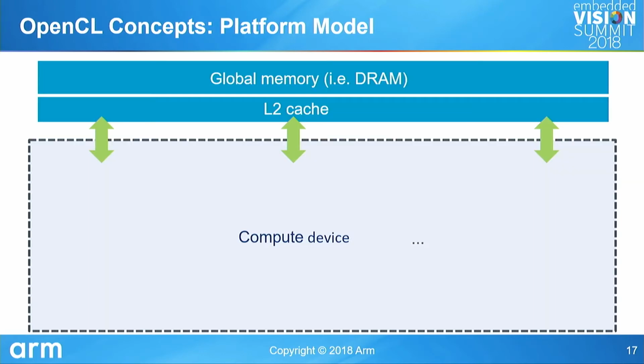To understand this aspect, I need to introduce some OpenCL concepts, because I'm not sure all of you are aware of OpenCL. OpenCL is a framework for deploying massively multi-threaded implementations on general purpose processors. This is more or less the architecture we should have in mind when we use OpenCL. Essentially, we have the global memory, which can be a dynamic RAM, the L2 cache, and we have the compute device. The compute device can be a GPU, a CPU, or an accelerator, for instance.